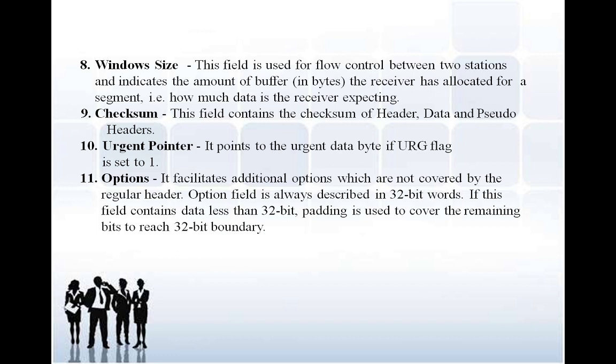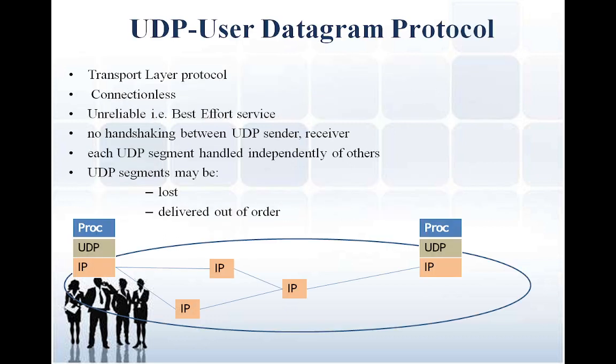And the checksum field we have already discussed. The urgent pointer may be set as 0 or 1. If it is very urgent, then we can set it as 1, otherwise 0. And some of the other option fields are also available. So these are some important parameters we need to consider for a TCP connection. TCP is a connection oriented protocol.